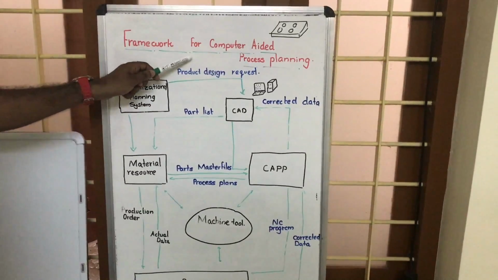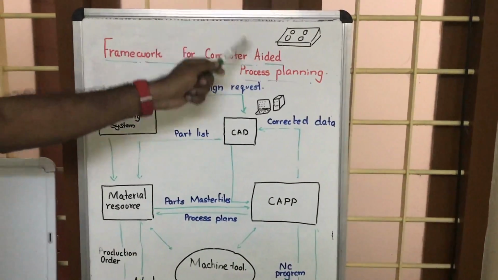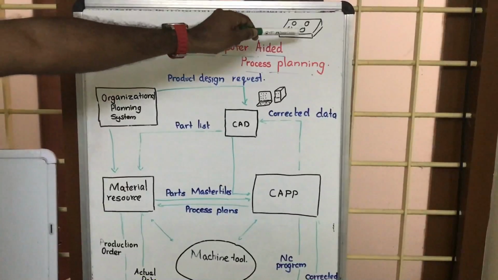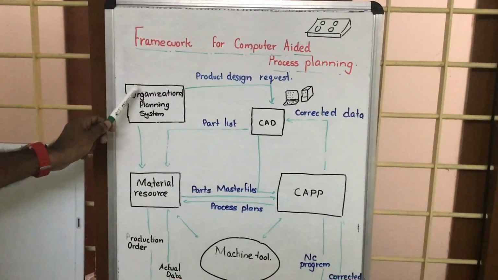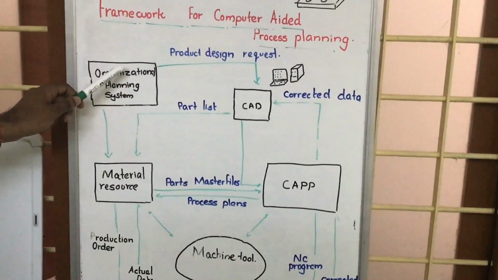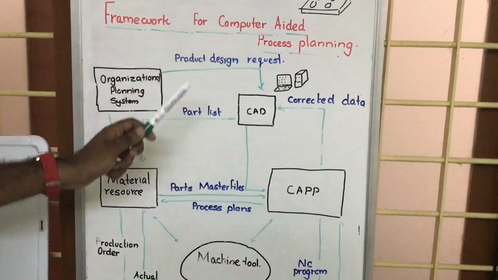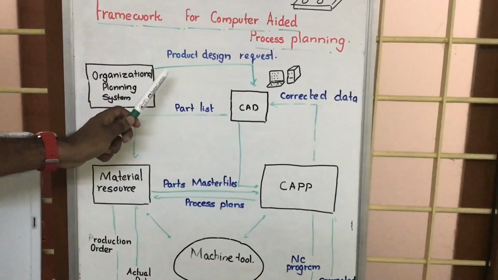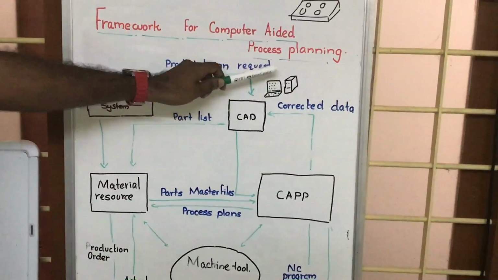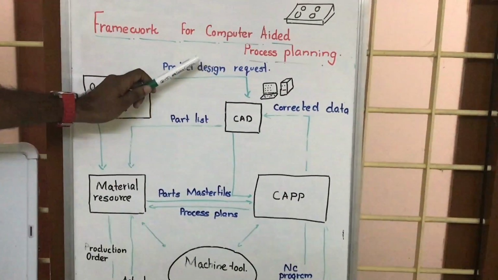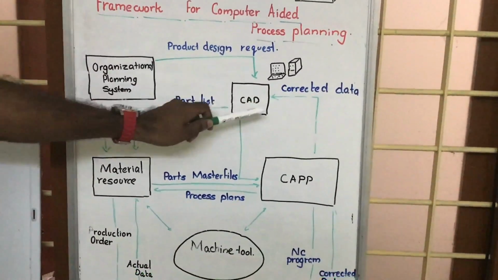Let's discuss the framework of computer-aided process planning. Earlier we discussed making a final product using different operations like cutting, drilling the holes and finishing using grinding. Let's convert this into computer-aided process planning. From here we have the organizational planning system. Here we decide what product we want to manufacture. We will give a product design request to the CAD. CAD simply means computer-aided design or drafting. Whatever we used to draw manually, like engineering graphics, we prepare with the help of software on a computer, like AutoCAD, ProE, and different software. From there we make the design in the computer system.